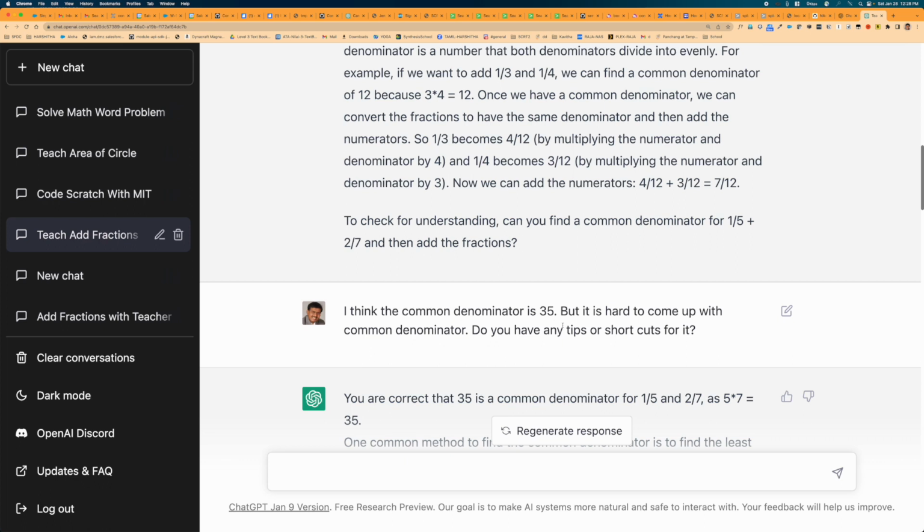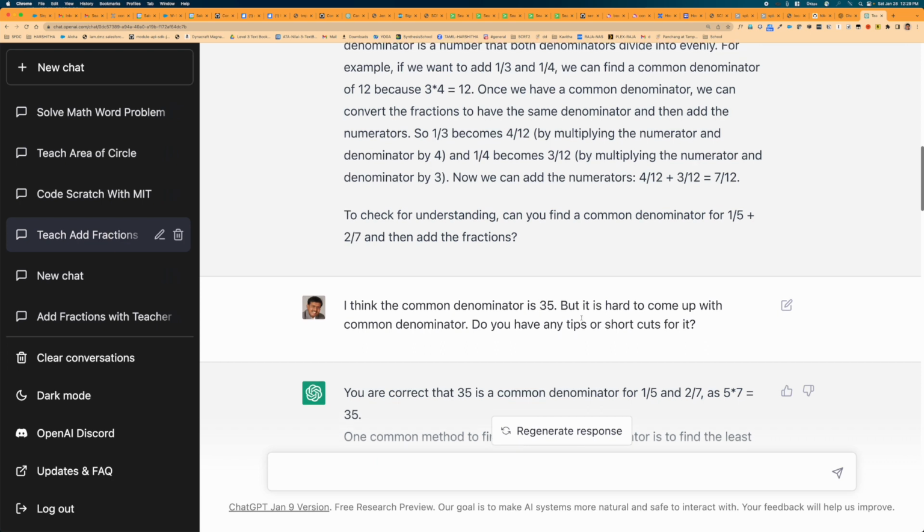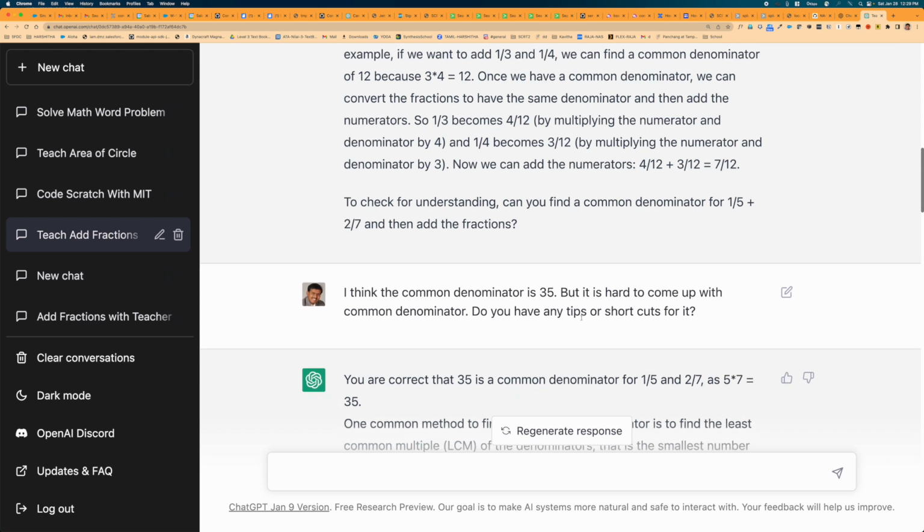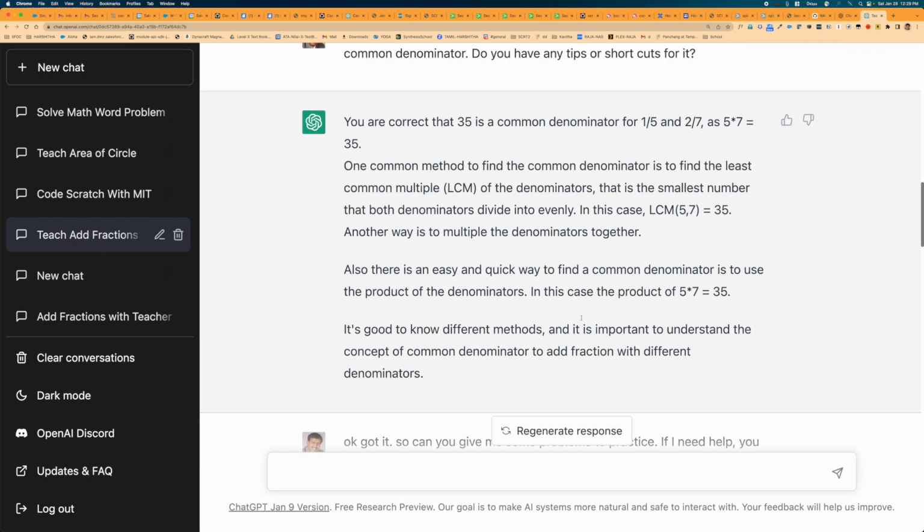I also know that it is hard to come up with a common denominator for two numbers. So I asked if there are any tips or shortcuts to do it, and it acknowledged it is hard. It says that the best way to identify the common denominator is computing the LCM, or least common multiple, of the denominators. So the LCM of 5 and 7 is 35. And then it also gives me a quick and easy way, which is multiplying those numbers, and we will get 35.